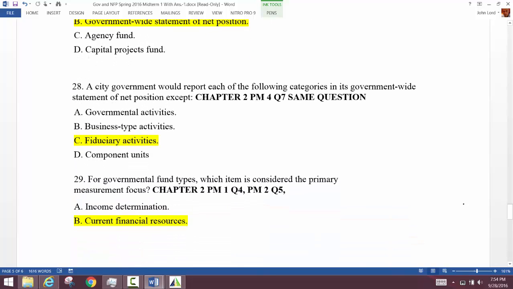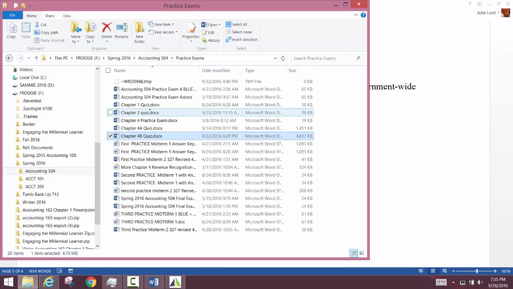A city government would report each of the following categories in the government-wide statement of net position, except, do we have governmental activities? We don't have governmental activities on this statement of activities? Statement of net position? You forgot already the setup of that thing? Really?